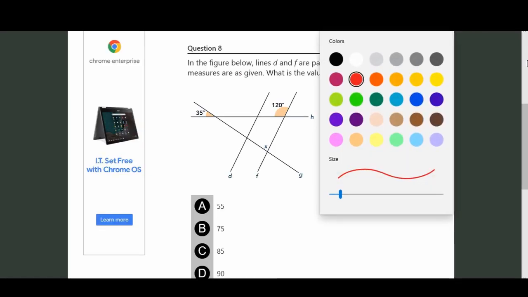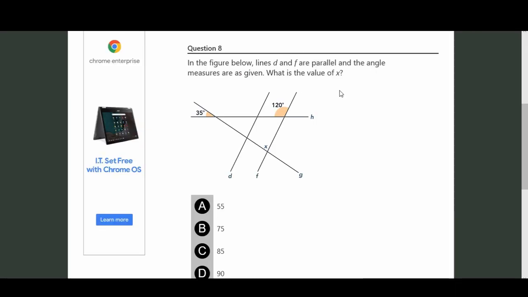All right, question 8 says, in the figure below, lines D and F are parallel and the angle measures are given. What is the value of x? So as we can see, x is right there. D and F, which are right here and here respectively, are parallel. So we're going to have to use the two angle measures that they gave us to figure out what x is. So there's a few things you need to know.